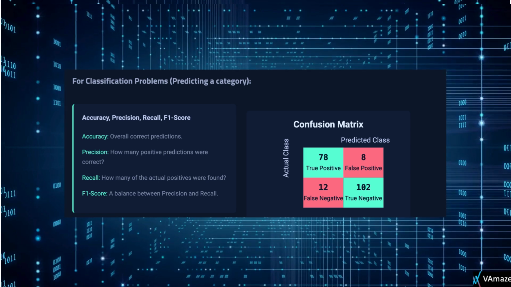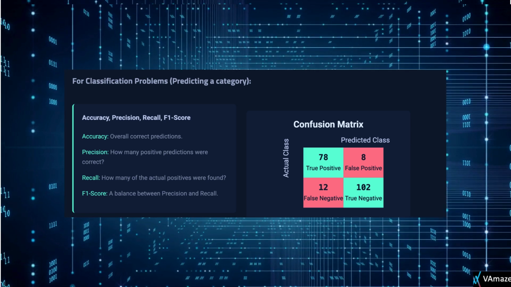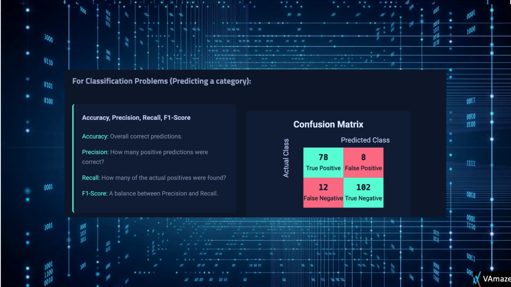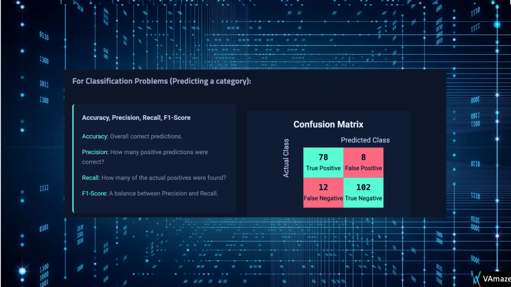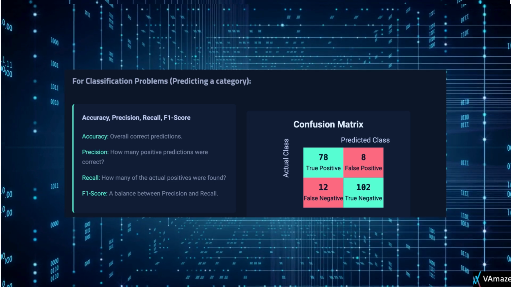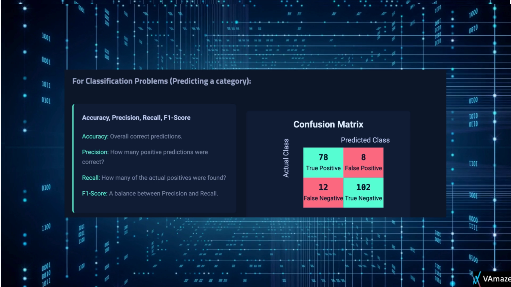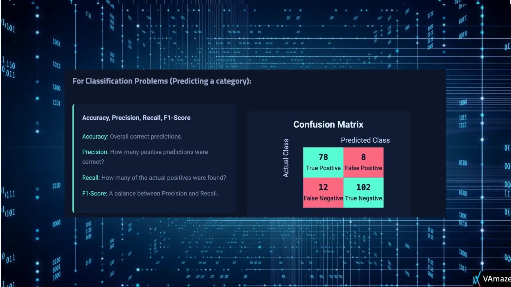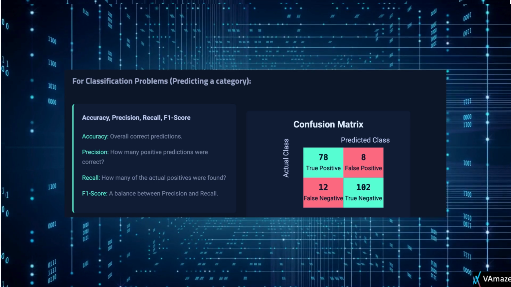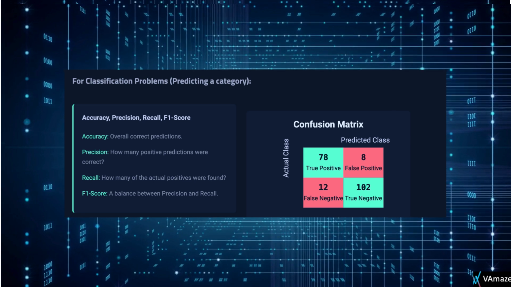Example, disease detection. Confusion matrix, a table that visualizes the performance of a classification algorithm. It breaks down correct and incorrect predictions by class. Understanding these metrics is crucial for knowing if your model is truly performing well for your specific problem.